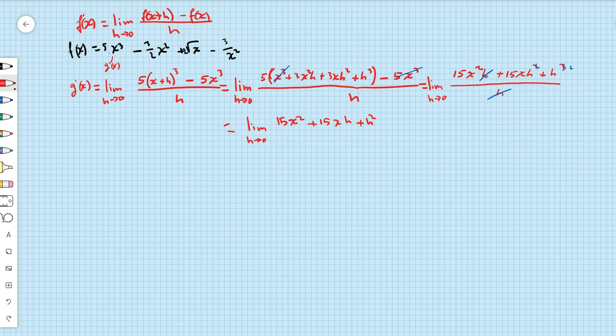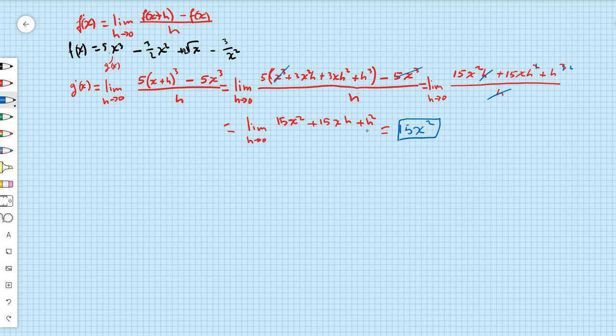That's it. Now you can substitute the value of h in. If you substitute h in this one, it will be 15x times 0, because h tends to 0, so it will be 0. This one will be 0 too, so you'll be left with 15x squared, right? And that's exactly what we found in the previous video. So that's your first result there.